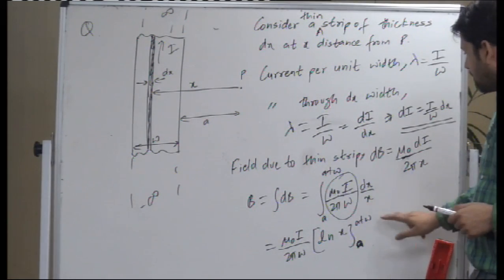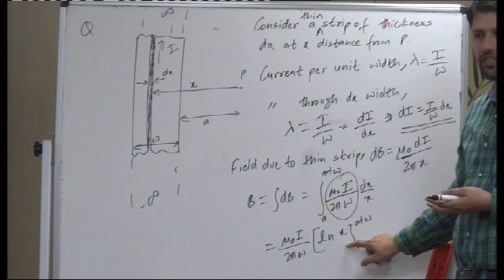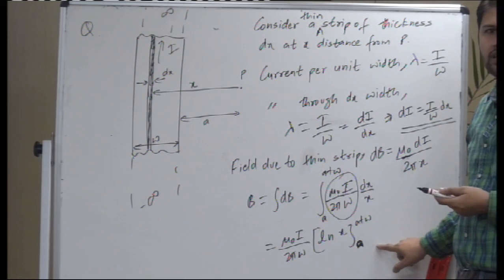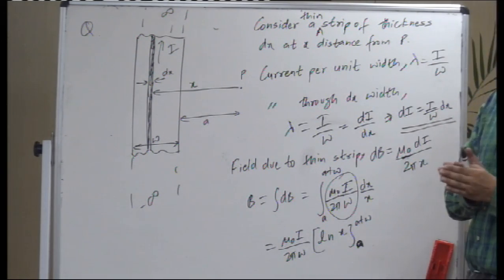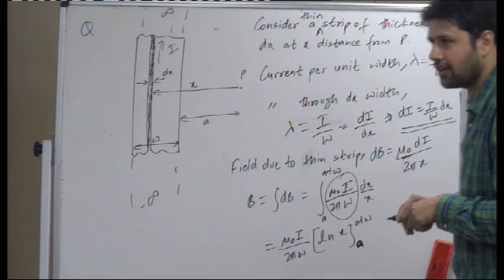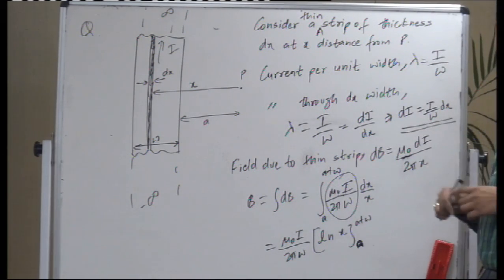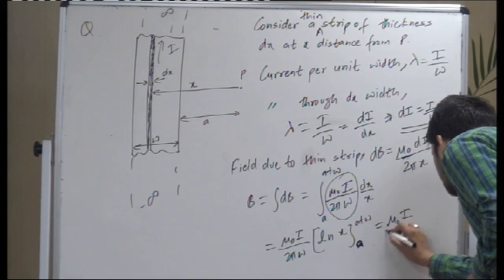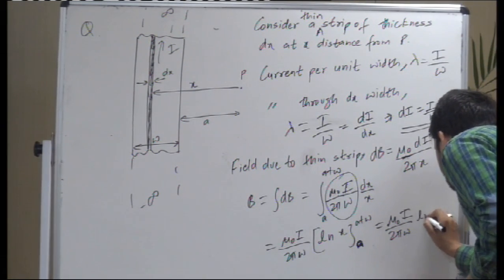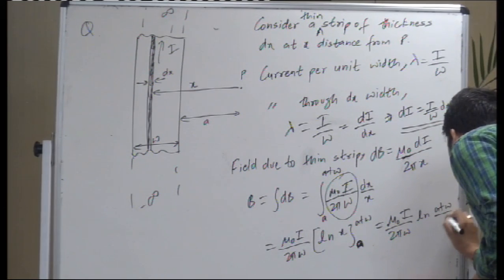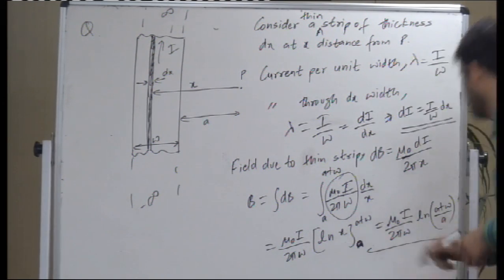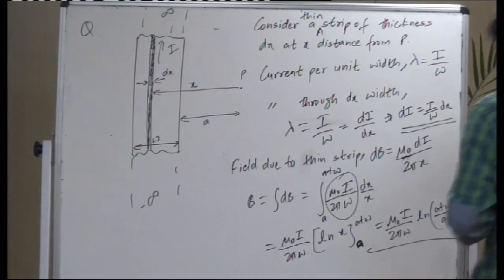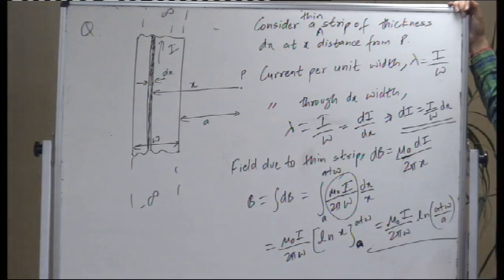Okay, so when we put the values, the upper limit is a plus w, the lower limit is a. So ln(a plus w) minus ln a, we can use the property of log by which they become numerator over denominator. Is it okay? So this thing would become mu naught I upon 2 pi w ln((a plus w) upon a). This is the final answer. And it was a part of JEE a few years back.